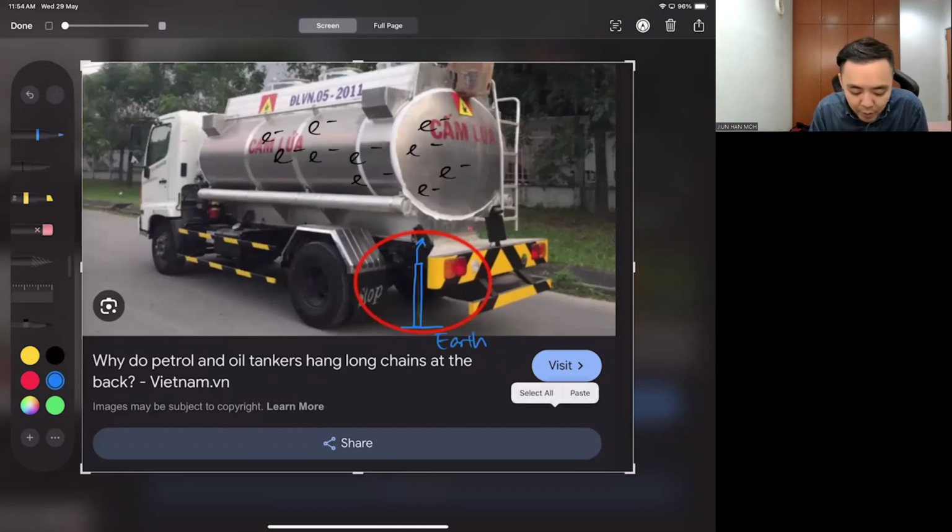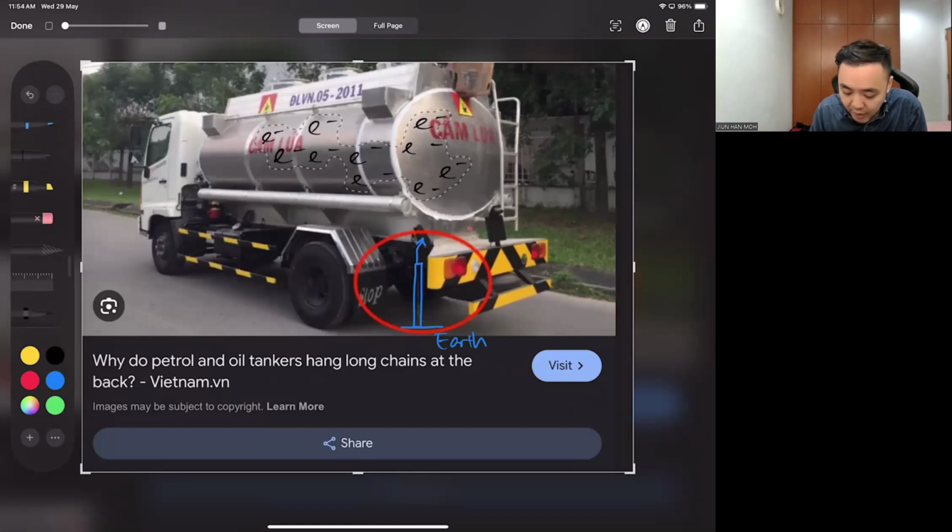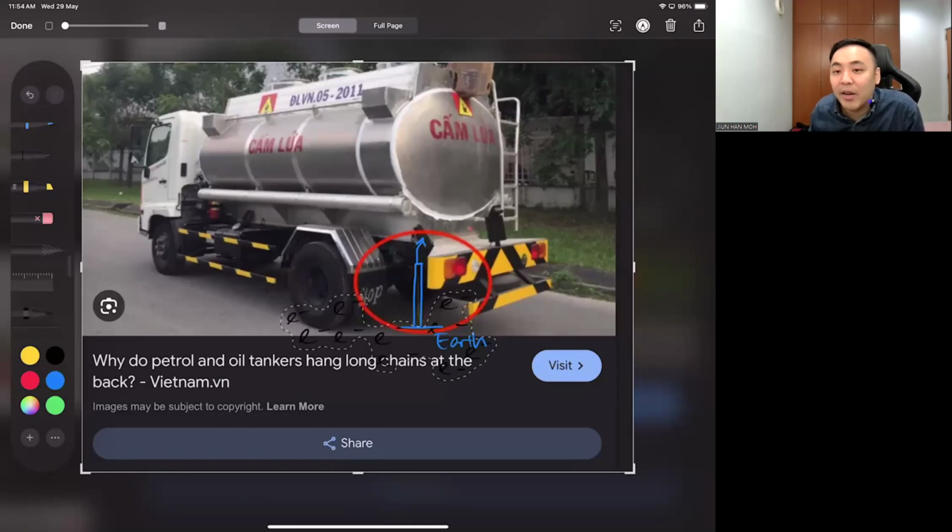It ensures all these extra charges, these extra electrons, go from here and flow down to the earth. This logic feels a bit like a lightning conductor. You know, what people install on top of their roof also. They draw all these extra charges to the ground also. By doing that, your tank will not have any extra charges.